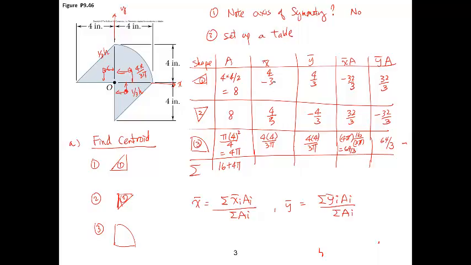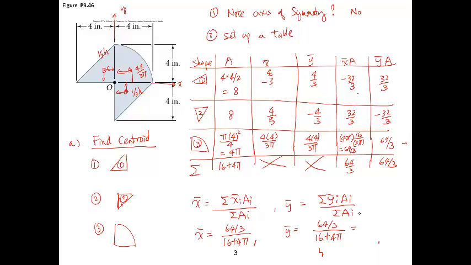Add them all up. Actually, we don't need to do this one. These two will cancel each other. I also have 64 over 3. For y bar, these two will cancel each other, and I have 64 over 3. Therefore, my x bar is 64 over 3 divided by 16 plus 4 pi. And my y bar is 64 over 3, also divided by 16 plus 4 pi.